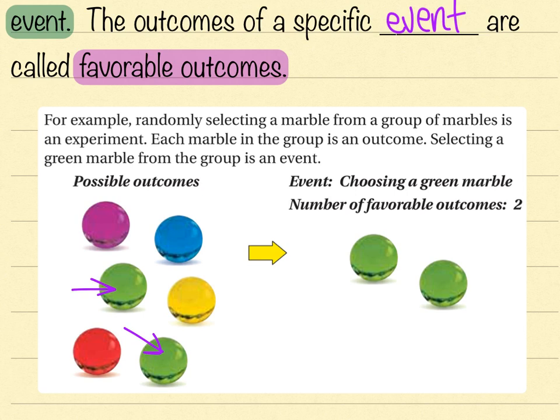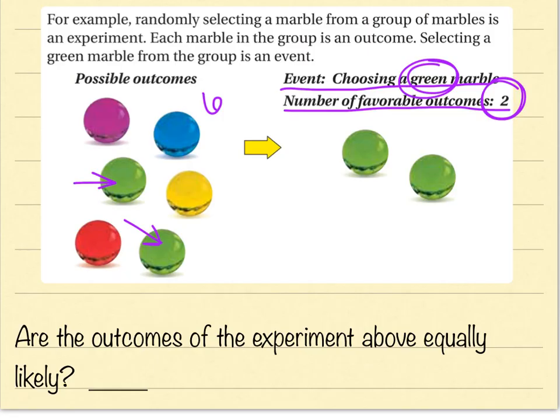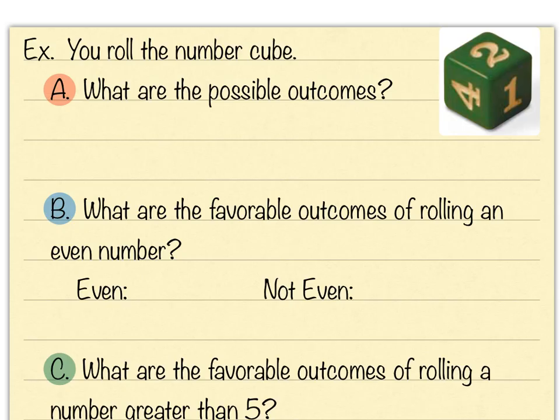Selecting a green marble from the group is called the event. You can see that over here. It says choosing a green marble, and then there are 2 favorable outcomes. So we said there's 6 total outcomes, and then there's 2 favorable outcomes because the event I wanted was a green marble. So there's 2 green marbles. And we can answer this last question here. It says, are the outcomes of the experiment equally likely? And the answer is no, they're not, because you're more likely to get green when you draw these marbles out because there's more green than any other color. They're not all equal.